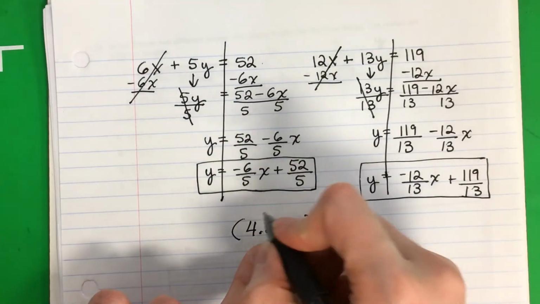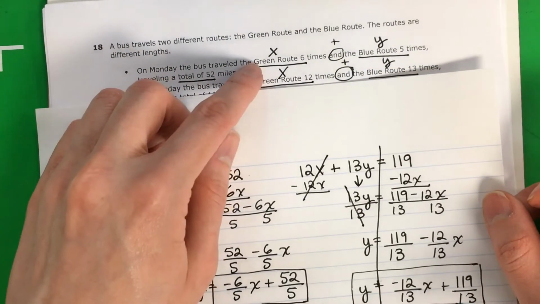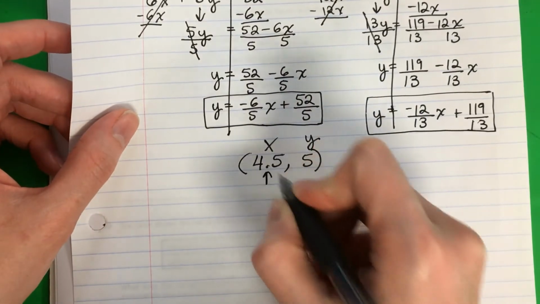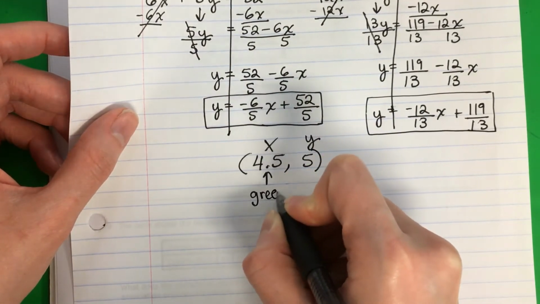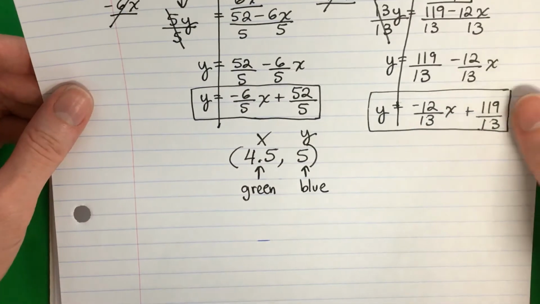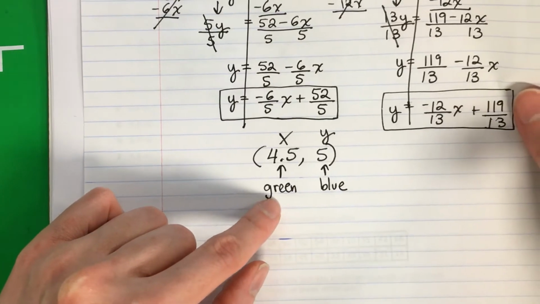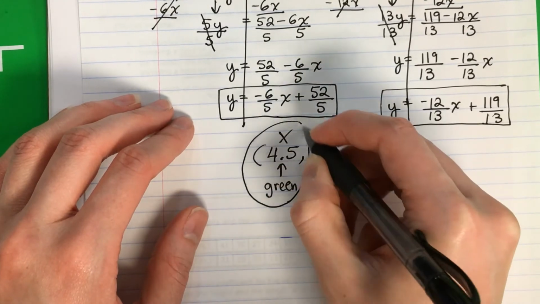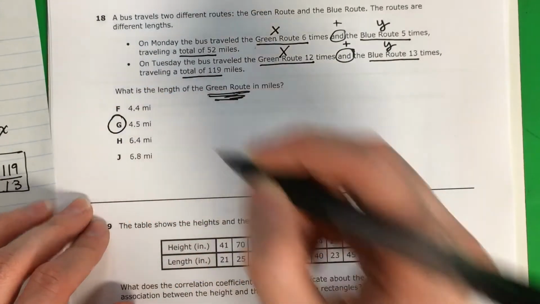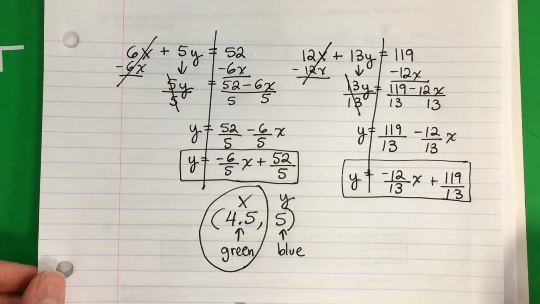Okay, so this is x and this is y. And do you remember here I said x is green and blue is y? So x is green and blue is y. So they said, what is the length of the green? So this is green, 4.5. So the answer is G, 4.5. Okay, so make sure you copy this if you need to.